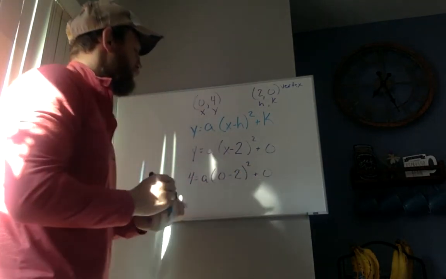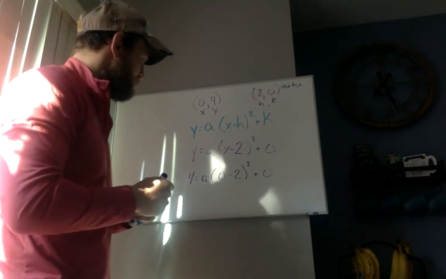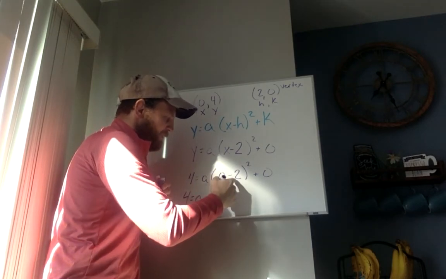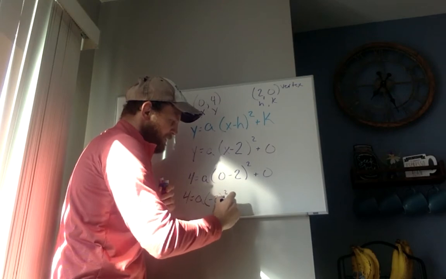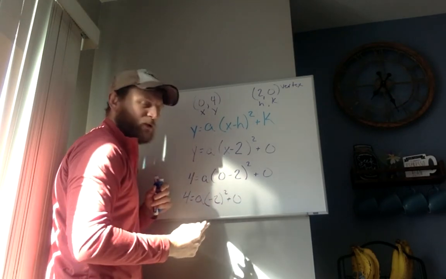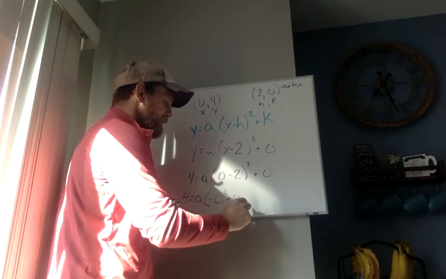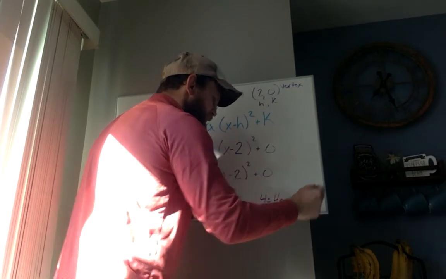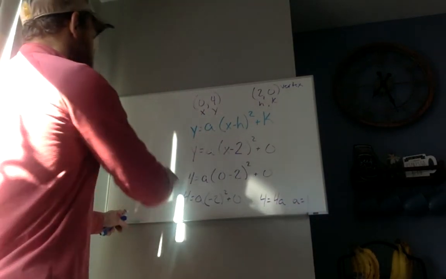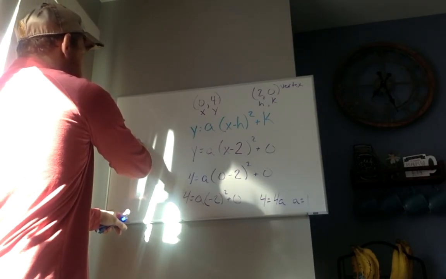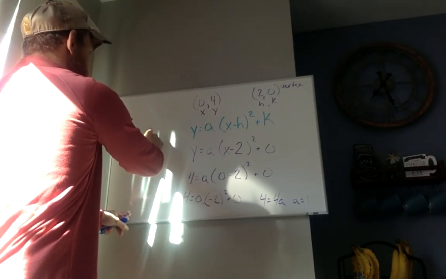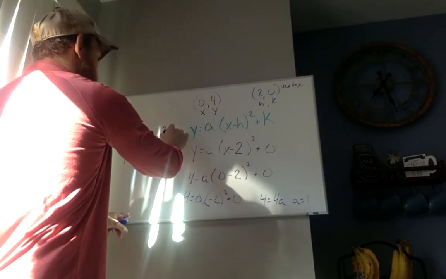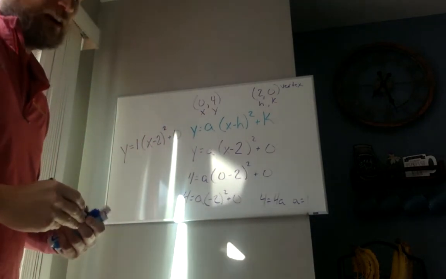So I just plug those in, and now I'm going to simplify. So 4 equals A, which is what I'm after, times 0 minus 2, which is negative 2 squared, plus 0. Well, negative 2 squared is 4. So this becomes 4 equals 4A. So A is 1. So my answer for this problem would be y equals 1(x minus 2) squared plus 0. And of course, I could simplify it out from there.